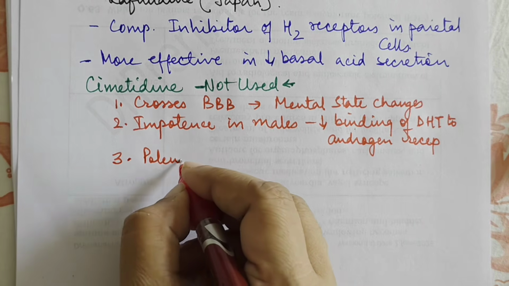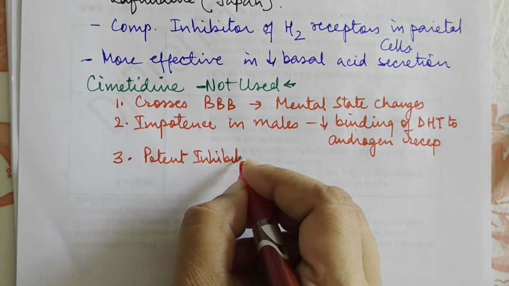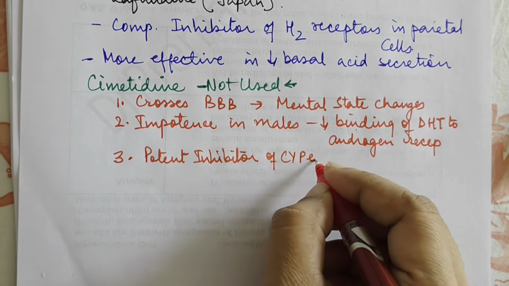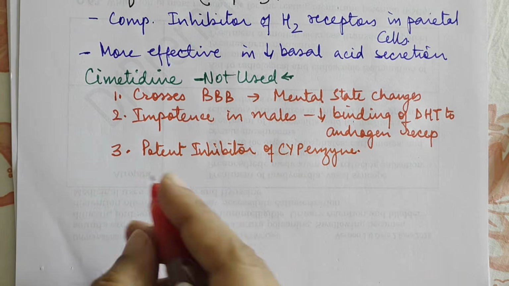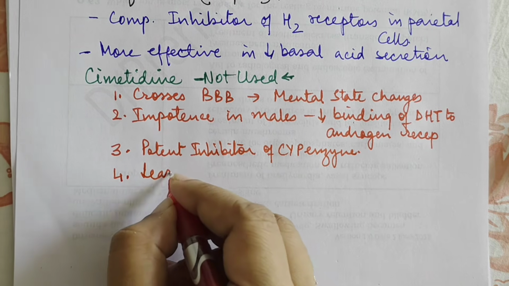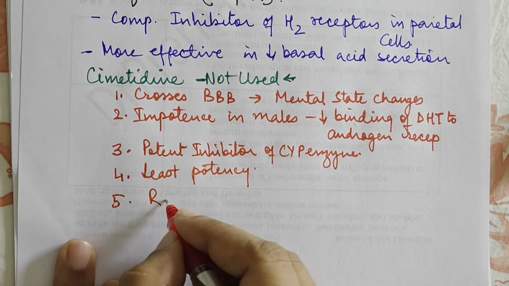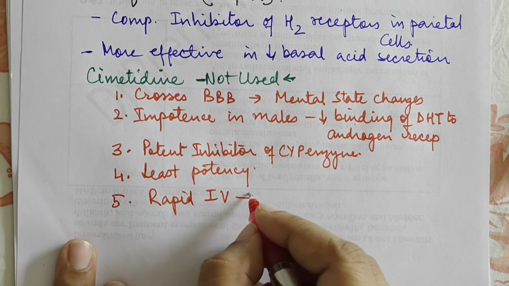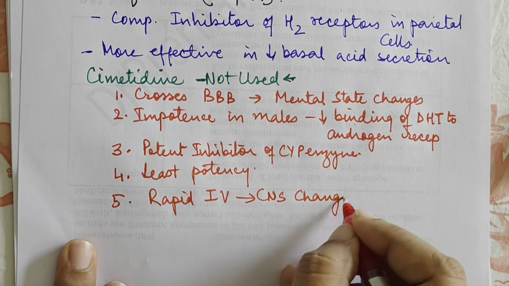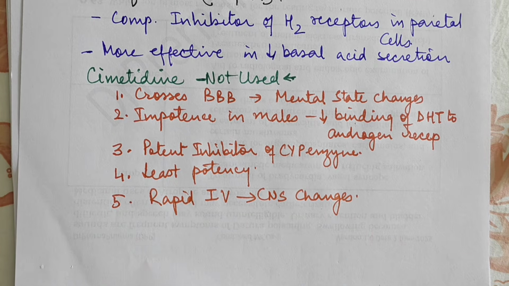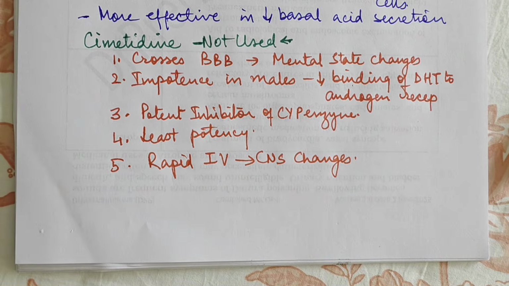Then it is a potent inhibitor of cytochrome P450 enzymes, so it causes a lot of drug interactions. Then it has the least potency as an H2 blocker. It does the least work, okay? Then if you give it by rapid IV, it causes many CNS changes. So all these reasons have made cimetidine a drug which is not preferred or not used. Okay, so please remember all these side effects of cimetidine.